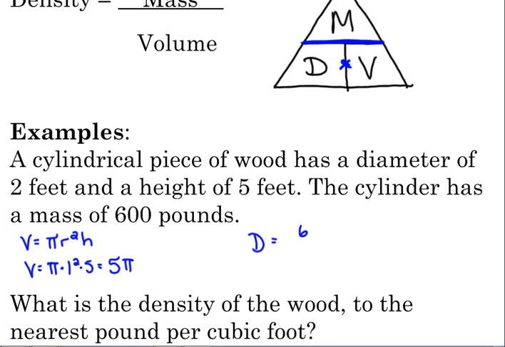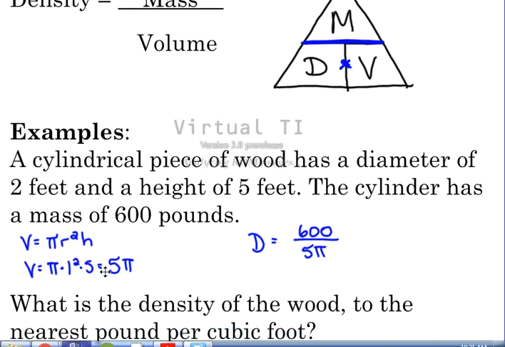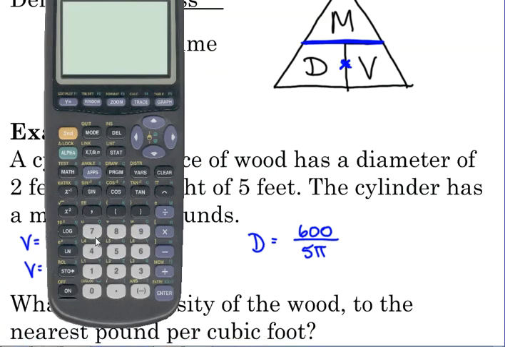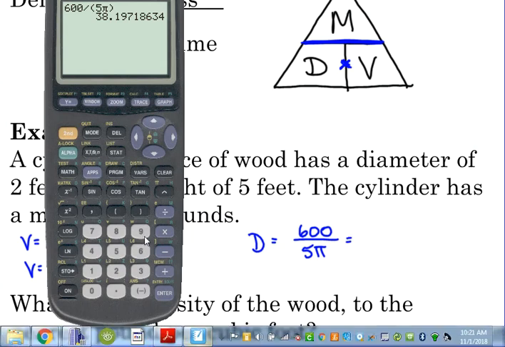So density equals mass divided by volume. Be careful with this. You have more than one term in the denominator. You have 5 and you have pi. So when you type this in, you've got to put parentheses around the 5 pi, or what your calculator is going to do is take 600 divided by 5 and multiply that answer by pi. If you don't put any parentheses, that's what it'll do. So the density here, it says to the nearest pound per cubic foot, so that would be 38 pounds per cubic foot.